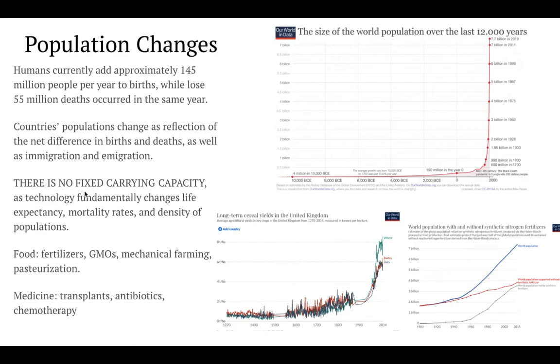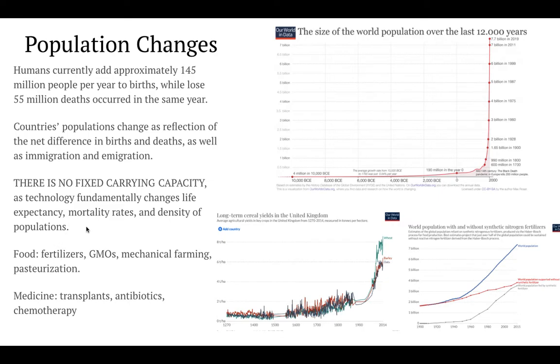emigration. Now, something that we will talk about during our three-country Jamboard project, but also future projects, is that there's no fixed carrying capacity for a population in regards to humans. We have the ability to implement new technologies, new practices, and new behaviors that can change things like life expectancy, mortality rates, and the density of populations, as well as how much energy or resources we are using.